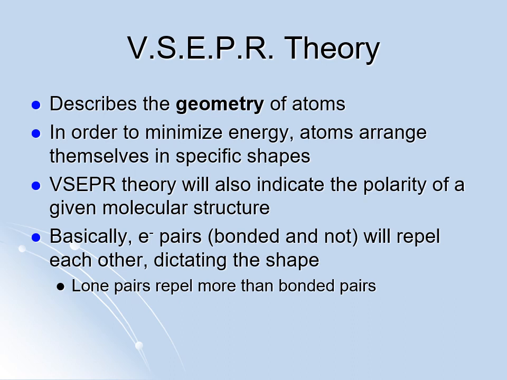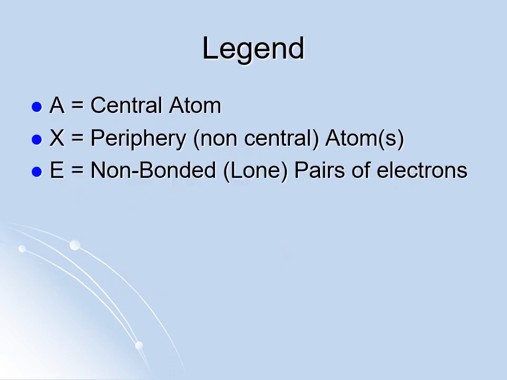Essentially, electron pairs that are around atoms, whether they're bonded or not, are going to repel each other, and this is going to give them their particular shape. Lone pairs are more repulsive than bonded pairs, so they're going to spread out, they're going to require more space than bonded pairs, but even bonded pairs aren't going to want to be that close together.